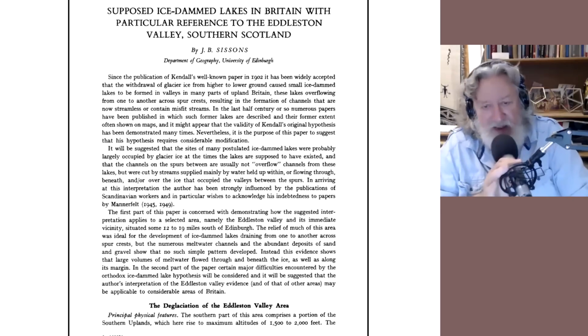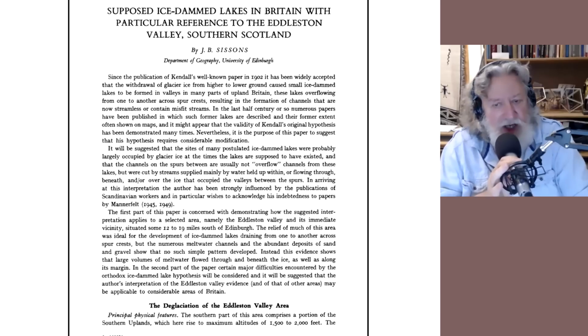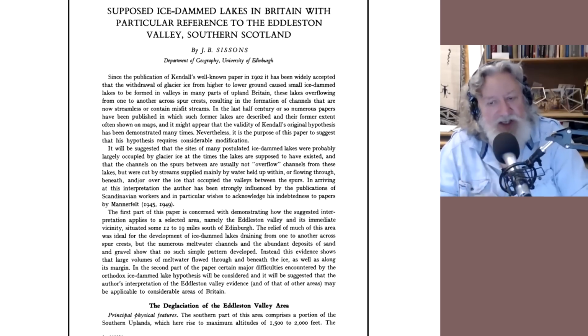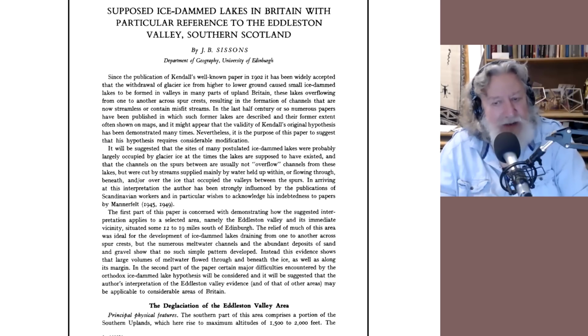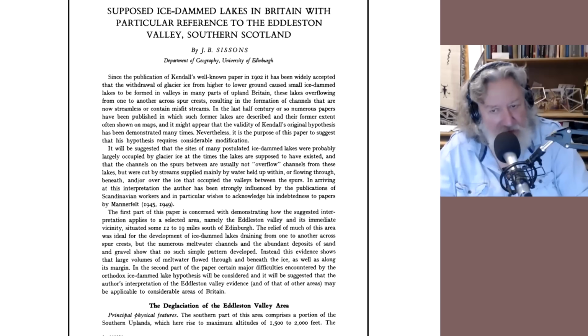So he goes on to say that the first part of this paper is concerned with demonstrating how the suggested interpretation applies to a selected area, namely the Edelston Valley, which is in Scotland, and its immediate vicinity, which is about 12 to 19 miles south of Edinburgh.